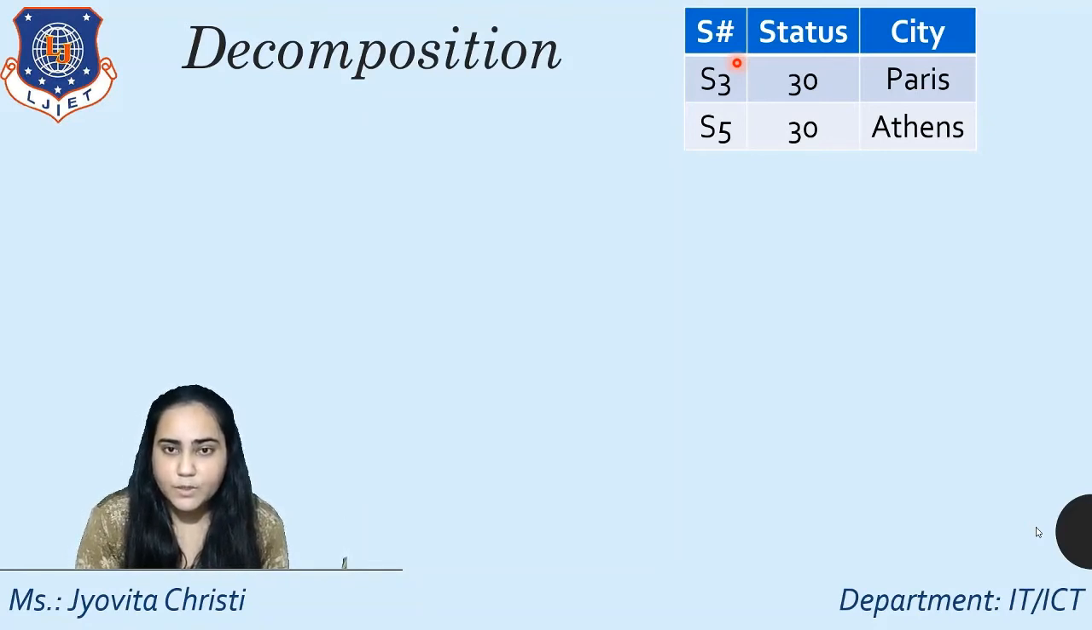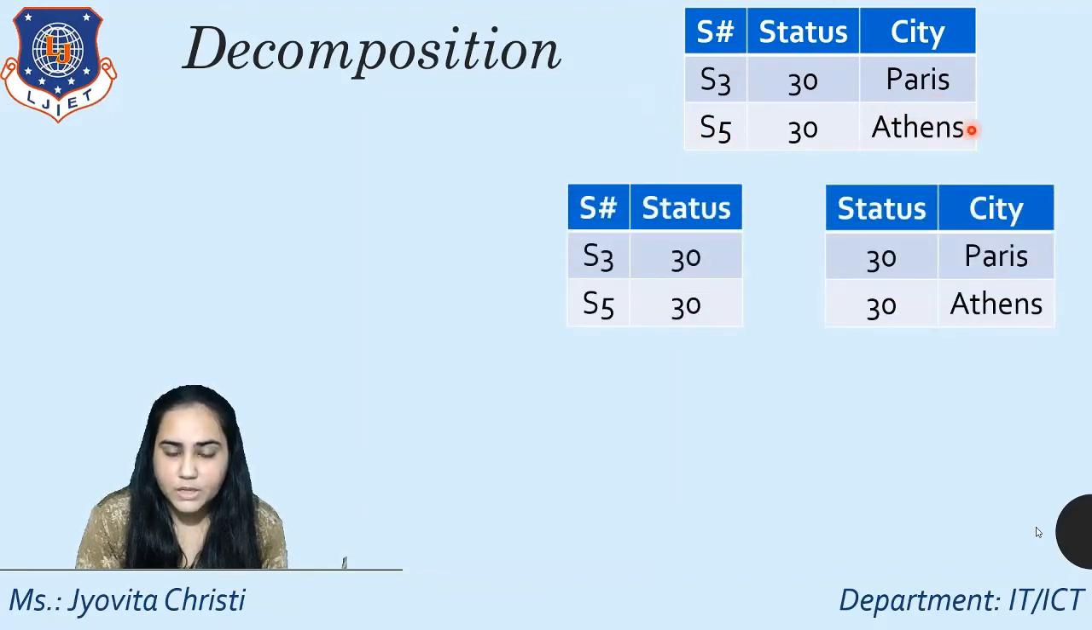And now I'm going to show you how you can break this particular table into 2 parts. The first part you can make S# and status, and the second part you make status and city. This is one possibility of doing it. So you can see I've not done much. I've only separated this table of 3 columns into 2 tables, and each one contains 2 columns.